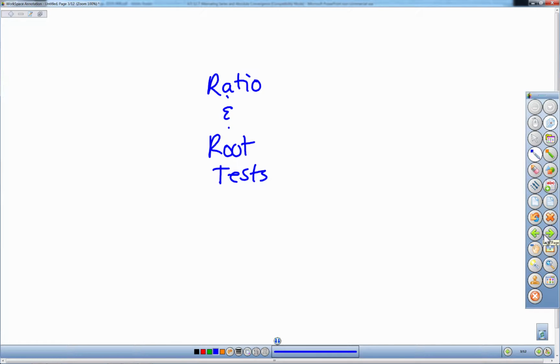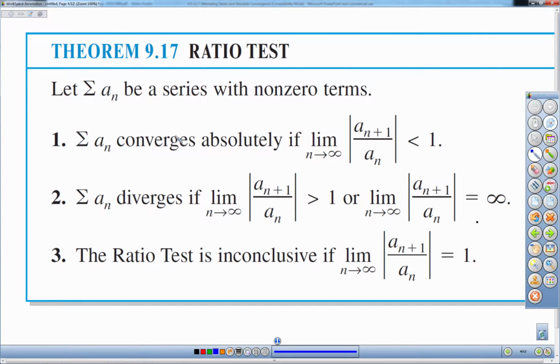Now, the ratio test is going to sound just as its name implies. We're going to be dealing with some kind of ratio. Let's take a look at it. If we have a series with non-zero terms, then one of the following three results is going to be true. Number one, we would say that the series converges absolutely if the limit of the absolute value of the n plus first term over the nth term is less than 1.